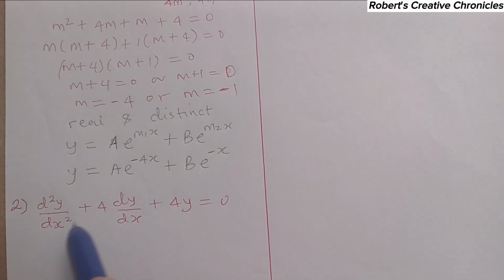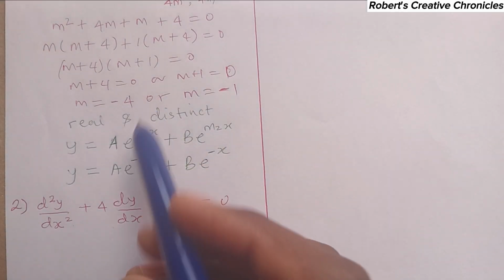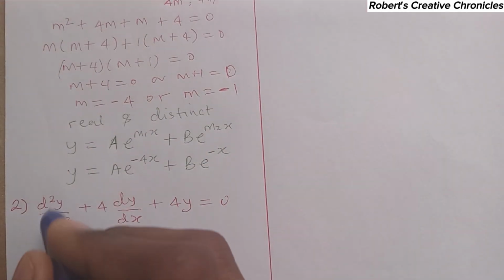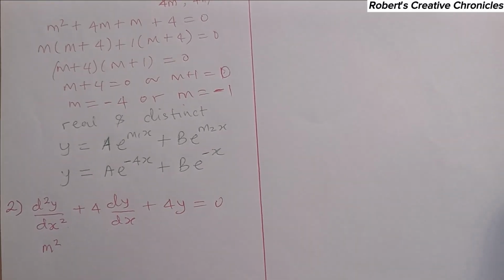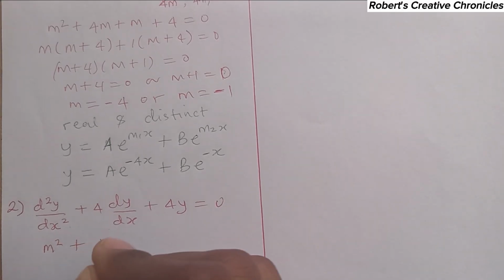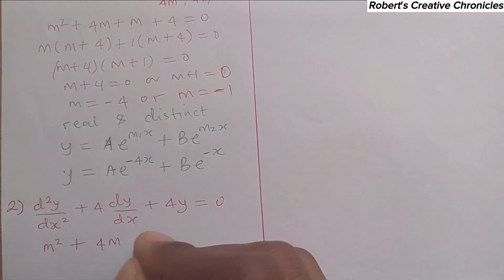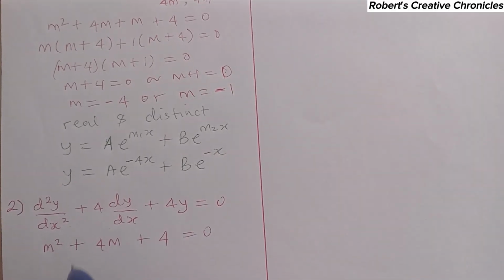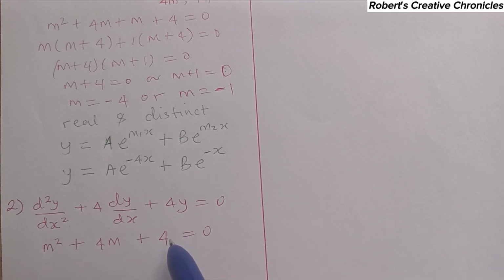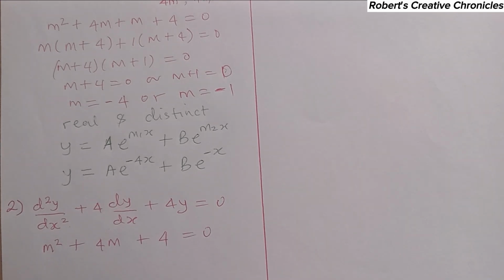So now here is the second one. In the same way as we did the first one, this one will be m squared plus 4m plus 4 is equal to 0. So this one is the auxiliary equation. Let me write it here.